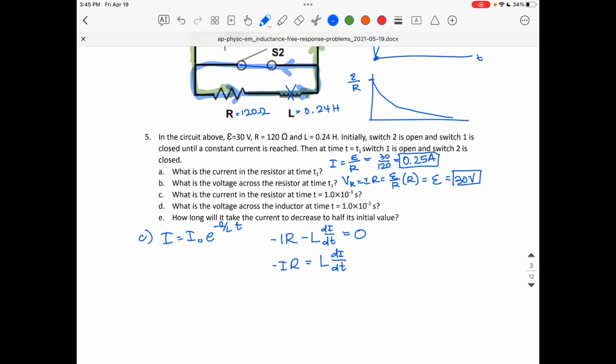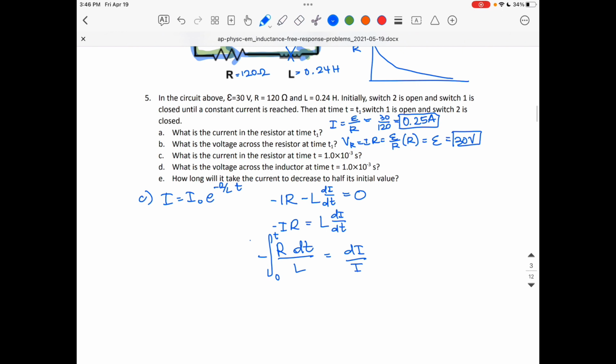So here I've got R dt over L, and we can make that negative. And then we've got di over I on the right side. Then I'm going to integrate this. I'll just do it in front of the negative, and I'm going from 0 to some arbitrary time, and we'll plug in our exact time value later.